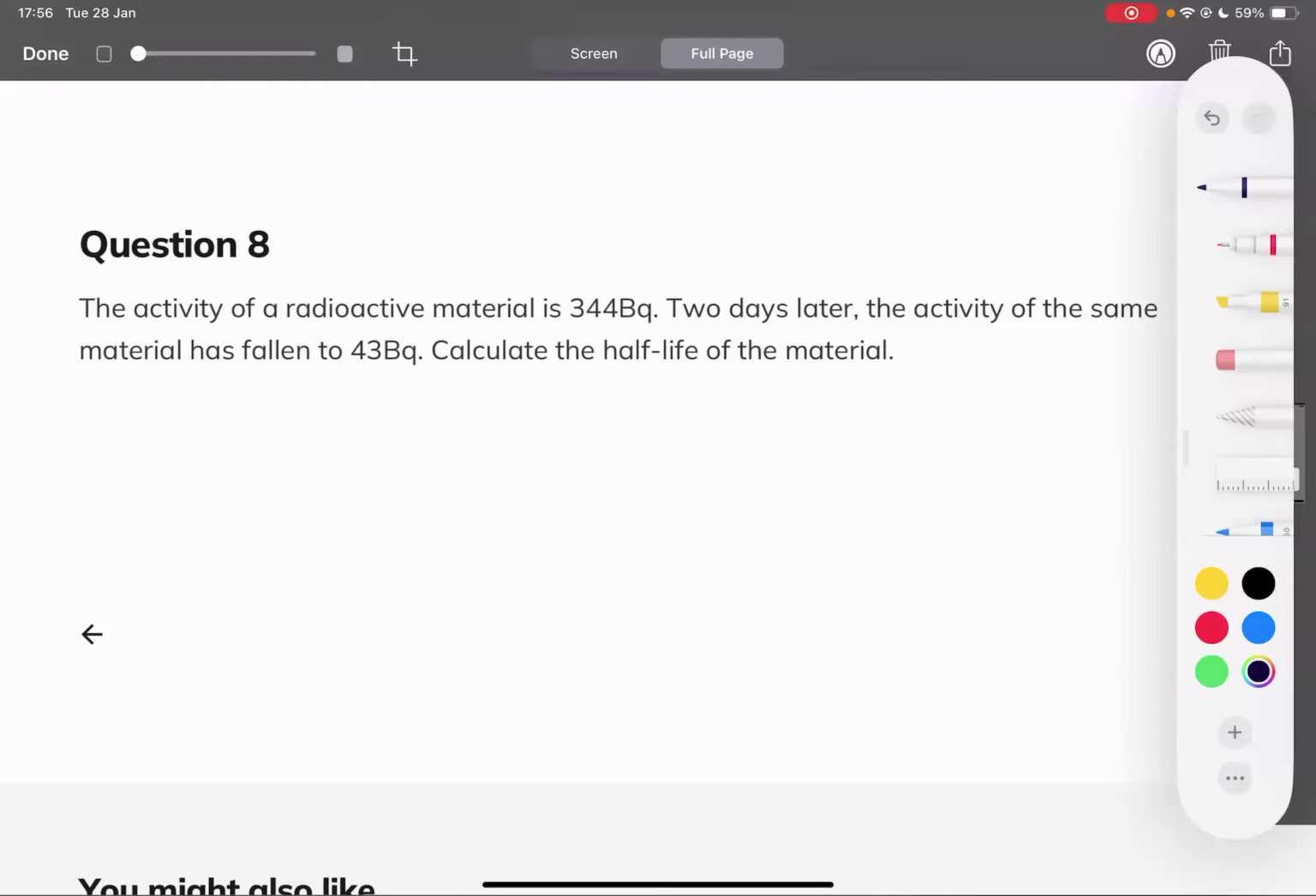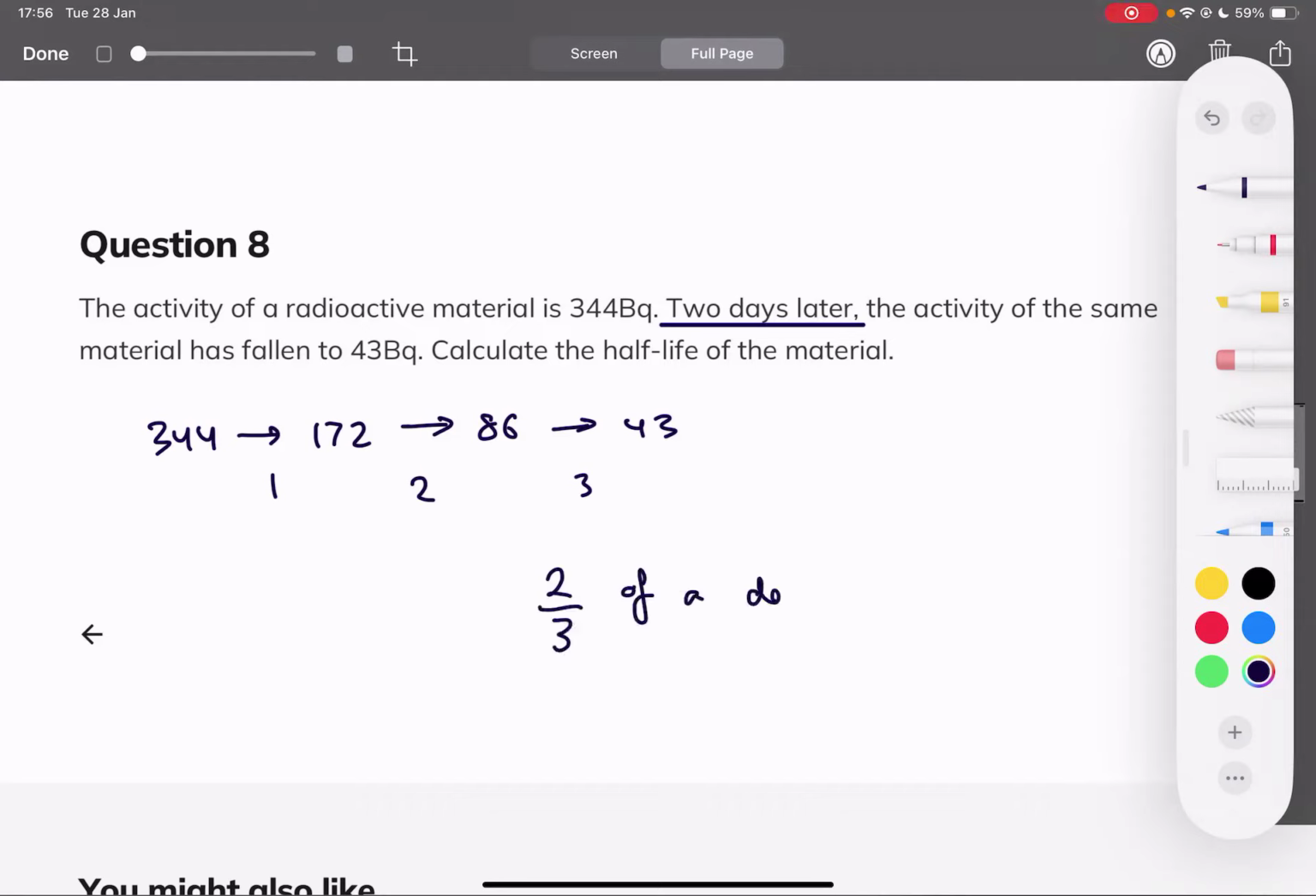We can use the table or we can just go with the pattern now. We're going to keep halving it. So 344 is going to halve to make 172. Halve it again, we get 86. Halve it again, 43. So it halved once, twice, 3 times in a space of 2 days. So each half-life is 2/3 of a day, and 2/3 of a day is 16 hours.